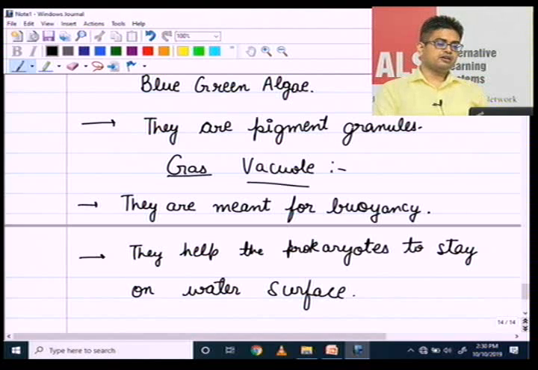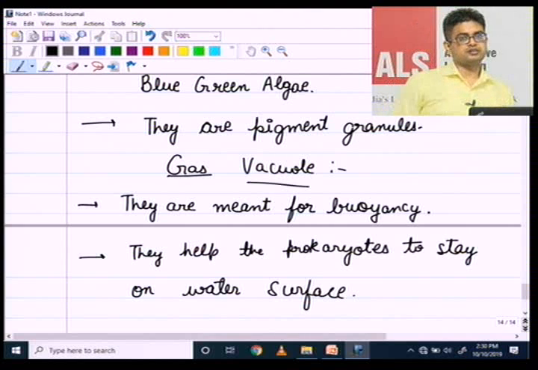Now please put the heading eukaryotic cells. Now we are going to start eukaryotic cells. So I hope you have done it. Is there anything remaining in this?